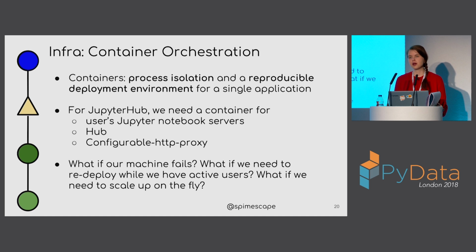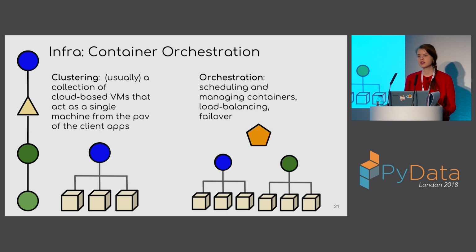So this has been a recognized problem in the industry. And what we've developed to solve this is container orchestration platforms. So different kinds of software that manage your containerized processes for you. And there are two key features of these platforms. So first, we have to talk about clustering. This usually means that we have a collection of cloud-based virtual machines that act as a single machine from the point of view of the client application. So your JupyterHub components shouldn't really care about which exact machine they're deployed to. They should be agnostic in this sense, so the cluster essentially acts as one machine, which makes it easy for you to fail over to another cluster if you have a machine failure, let's say.